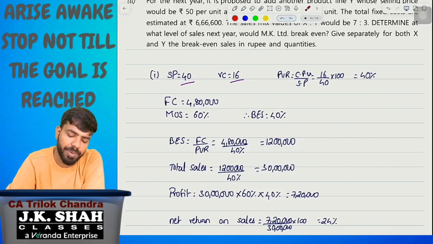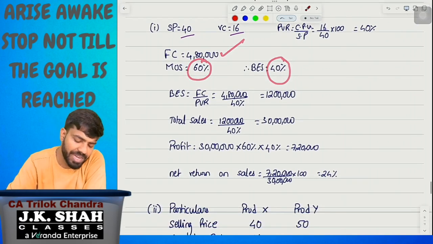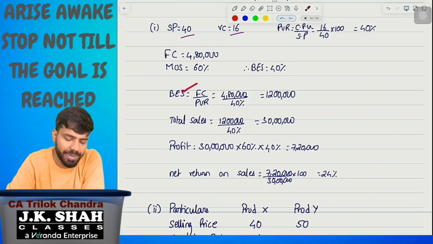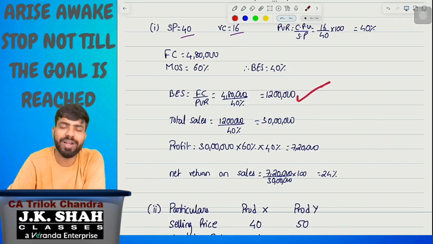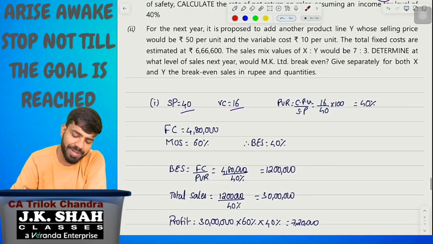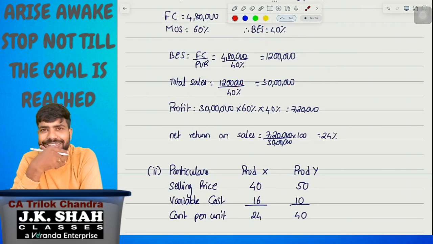PVR equals contribution per unit divided by selling price, 16 divided by 40, that is 40%. Fixed cost is 4,80,000. Margin of safety is 60%, so break-even sales is 40%. First we'll calculate the break-even sales because they give the fixed cost. So fixed cost divided by PV ratio, 12 lakhs is the break-even sales. If 12 lakhs is 40%, then 12 lakhs divided by 40%, we'll get the total sales, 30 lakhs.